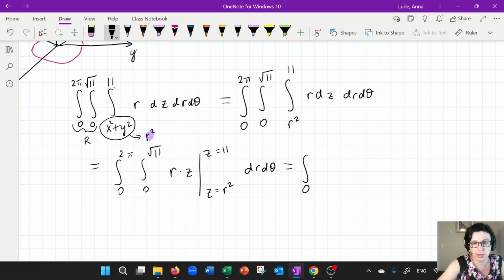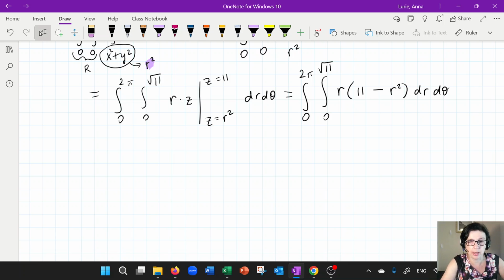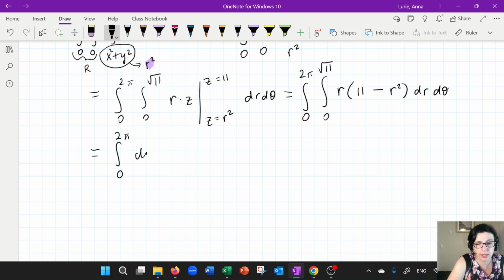Okay, so 0 to 2 pi, 0 to square root of 11. And here I have r. Okay, so let's substitute. First we substitute 11 and then minus r squared. And then we have dr d theta. Now we are ready to split it because this integral does not have any variables in the limits. And also it doesn't have a theta. So we can certainly split it as 0 to 2 pi d theta.